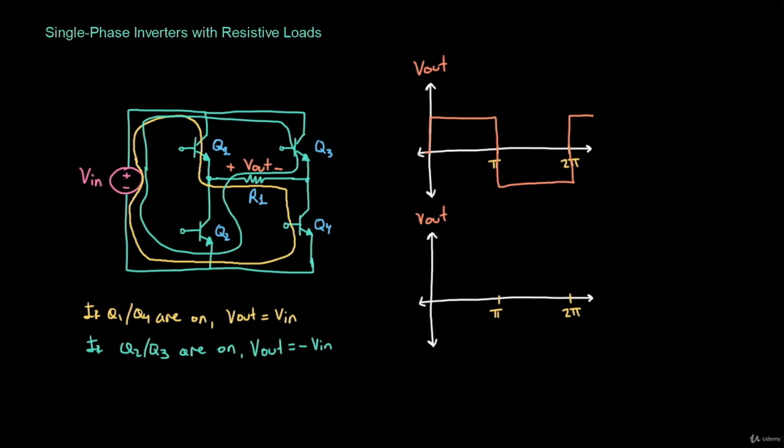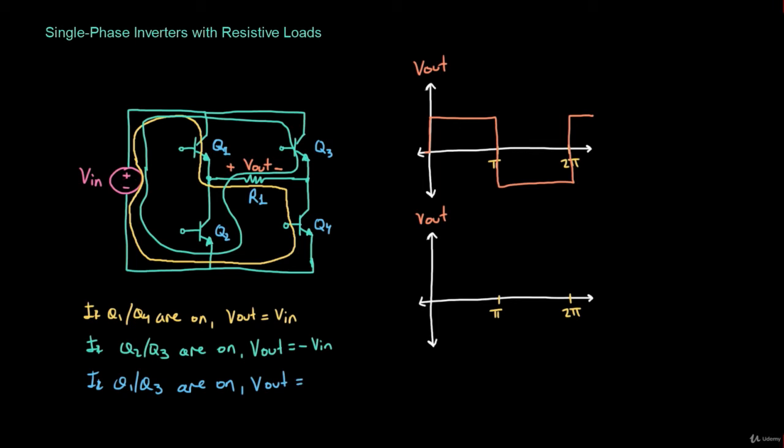However, what we can do is make one more state. Now let's say that instead of switching the diagonal transistors, so Q1 and Q4 and Q2 and Q3, we're going to switch either the top 2 transistors or the bottom 2 transistors. So let's see what happens. Let's say that if we switch Q1 and Q3 on, for example, then what would the output voltage look like?